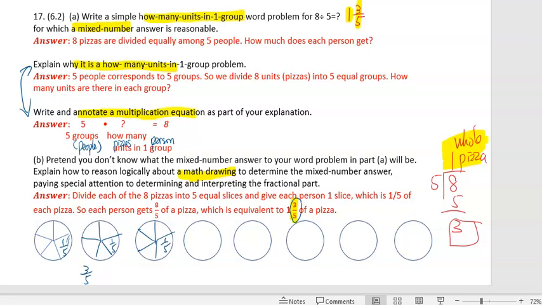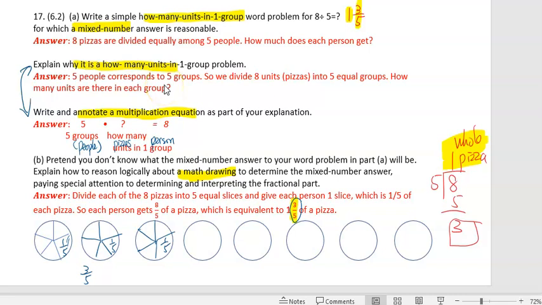So let's see. We have 8 pizzas that are divided equally among 5 people. So how much does each person get? We know the answer is 1 and 3/5, but we need to explain why. Before we do that, they also ask us to explain why this is a how many units in one group question.